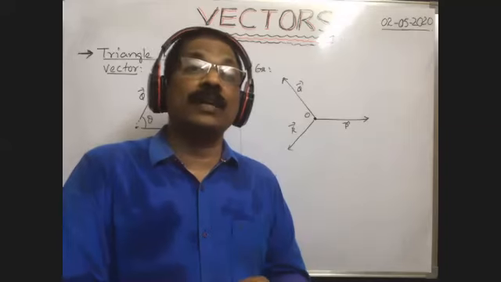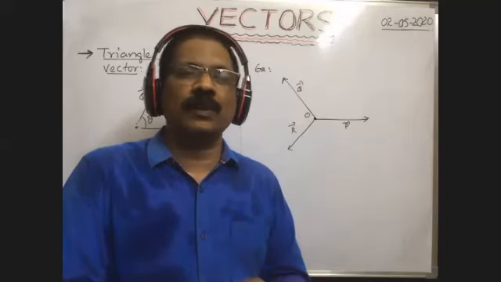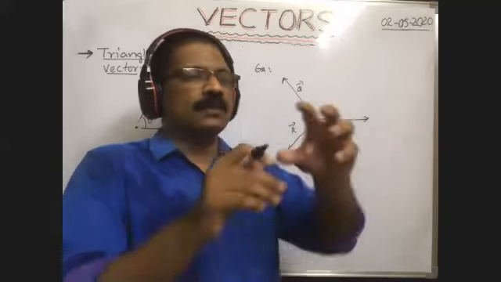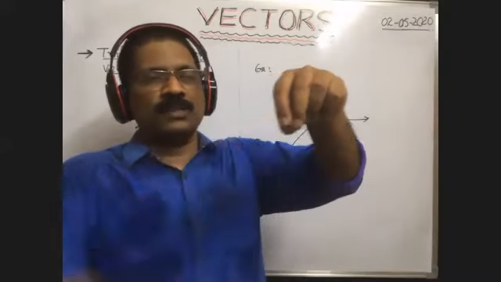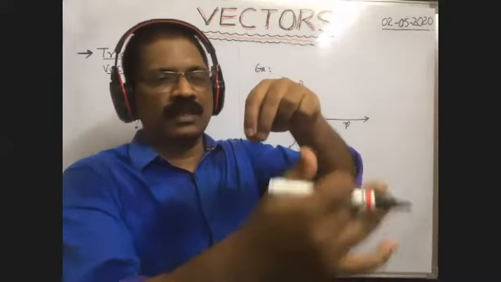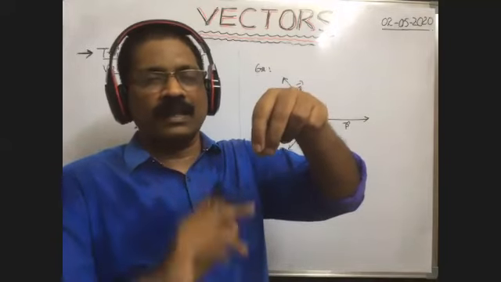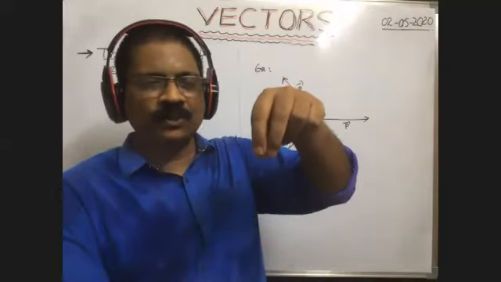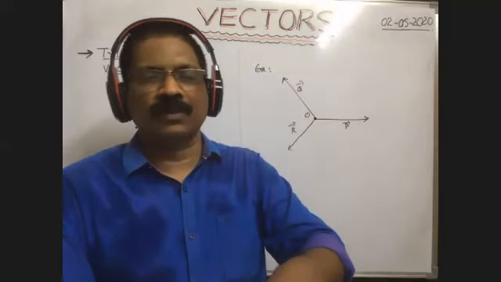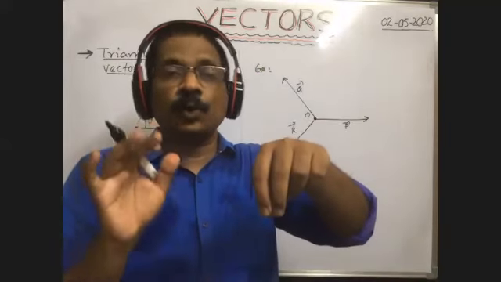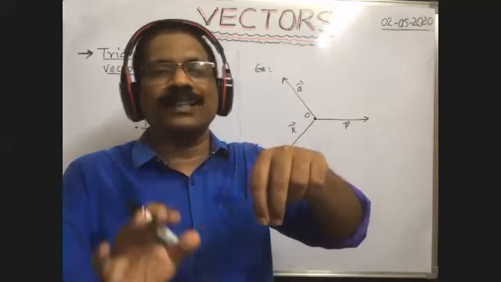Can 3 non-coplanar forces keep the particle in equilibrium? No. Because suppose here you see, this is one force, this is another force, this is another force. The three forces lie in different planes. The resultant of these three lies in this direction. That's why the particle will move in this direction. That's why 3 non-coplanar forces cannot keep the particle in equilibrium.